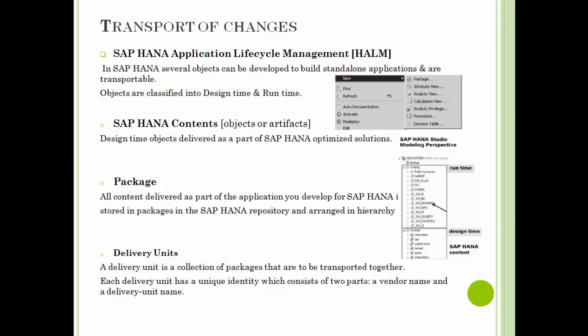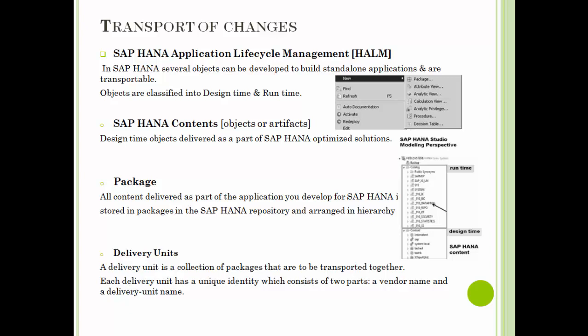See, we know that the SAP HANA repository has both design time and runtime objects. By design time, we mean contents, and by runtime, we mean catalog. And these design time objects on activation become runtime objects. So this is how the repository holds contents and catalogs. And coming to SAP HANA Application Lifecycle Management, which is also termed as HALM.